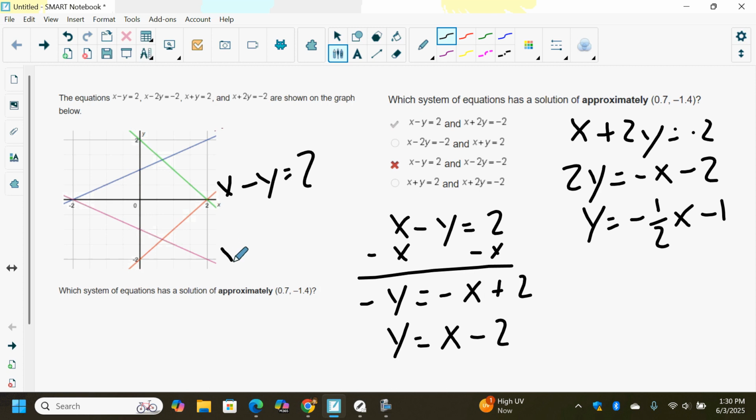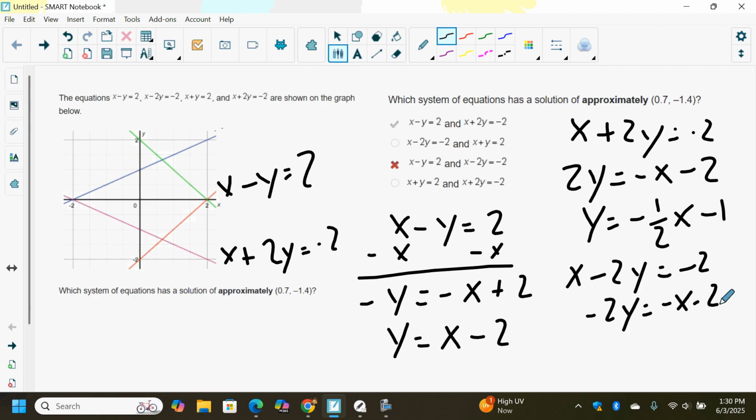So then I get x plus 2y equals negative 2 is this line. Okay, so the next line I would solve for would be x minus 2y equals negative 2. So we're going to subtract, so we get negative 2y equals negative x minus 2. Divide by negative 2, so I'm going to get y equals 1/2 x plus 1. So plus 1, it's this one right here. So the blue line is going to be x minus 2y equals negative 2. And that final green line has to be x plus y equals 2.